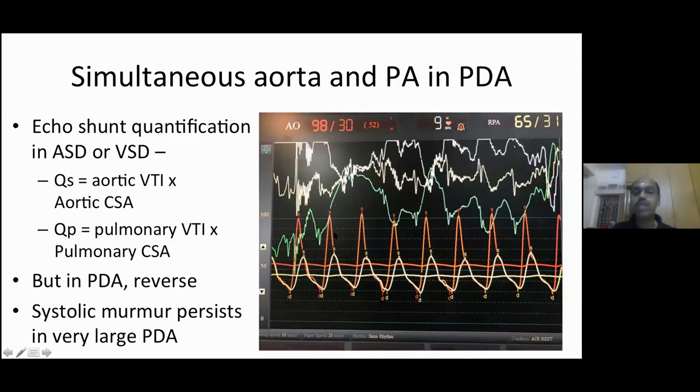So aortic pressure being higher than the pulmonary artery pressure in a large PDA with large hyperkinetic PAH is the rule. That is one of the reasons why, as a clinical correlate, in a patient with a large PDA you will have a persistence of systolic murmur. There will not be a continuous murmur. Diastolic murmur will go silent. So there is, in other words, equalization of diastolic pressure. So this is the hallmark of PDA.